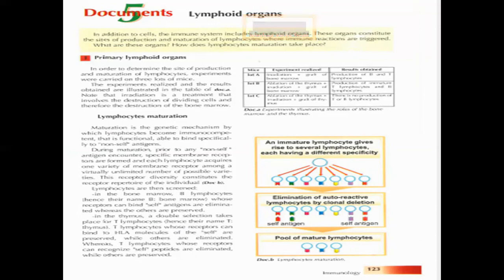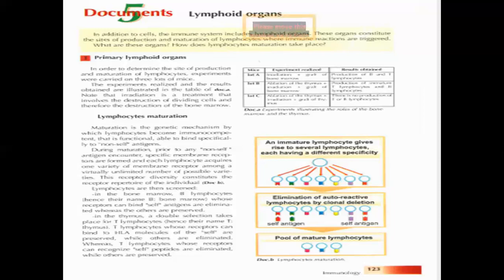In order to determine the site of production and the maturation of lymphocytes, experiments were carried out on 3 lots of mice. These experiments were realized and the results obtained are illustrated in document A. Note that irradiation, and I told you this before, is a treatment that involves the destruction of the dividing cells and therefore destruction of the bone marrow. Irradiation with X-ray destroys the bone marrow. Already we have it in the quiz, and I mentioned it in one of the live sessions.